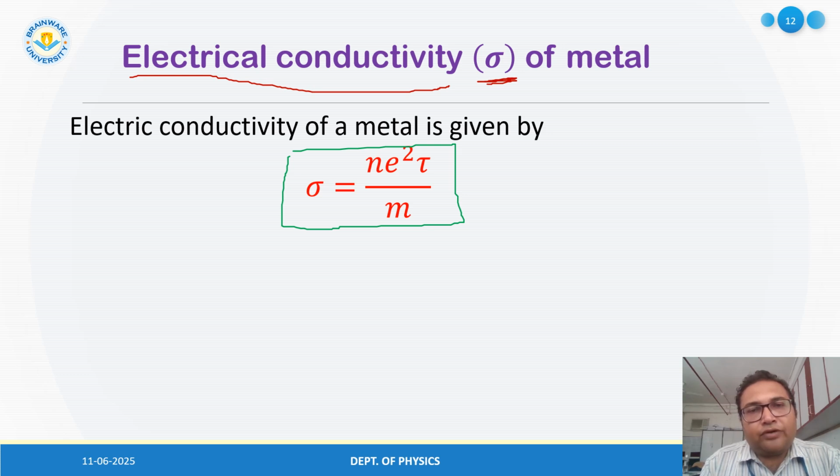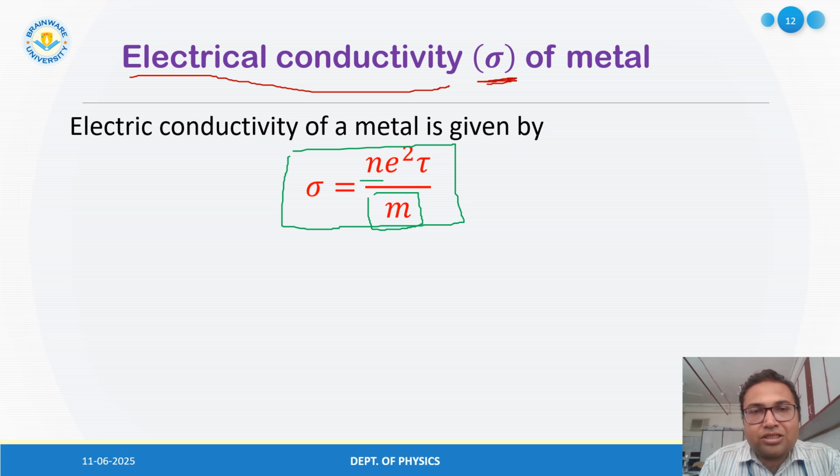If I go one by one, this n is number density, the number of electrons per unit volume. Then we have e with square. What is e? e is the charge of electron. Then we have tau, which is called relaxation time. And m is mass, mass of electron, because we are considering only electron.